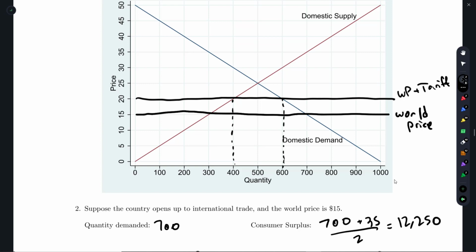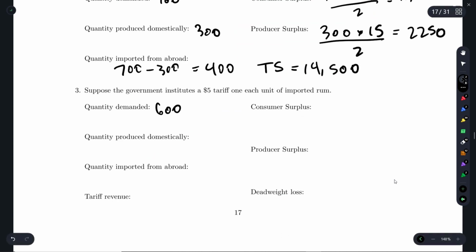Whenever we have a tariff like this, the outcome is going to be somewhere in between autarky and our free trade situation. That difference is still going to be made up by our imports. So we have 600 quantity demanded, 400 produced. Amount of the imports is going to be the difference, which is 200.